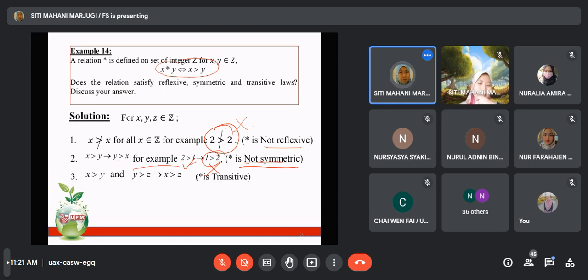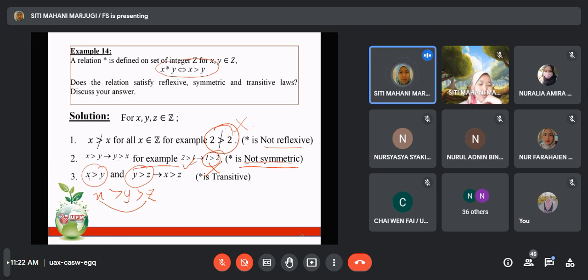Okay, the third property, to show this is transitive. So for the transitive, x is greater than y, and y is greater than z, which means x is greater than z. So x greater than y and y greater than z implies x greater than z.